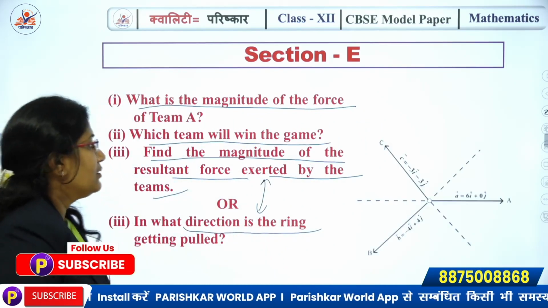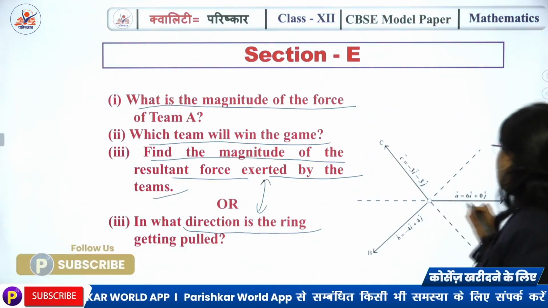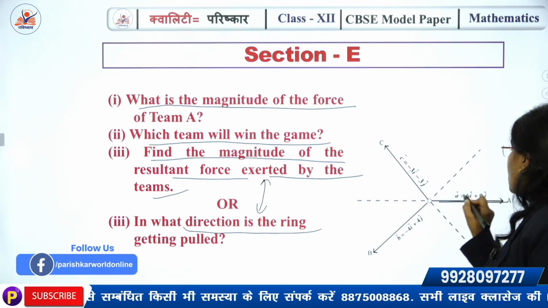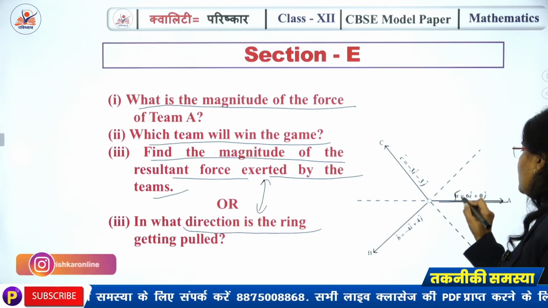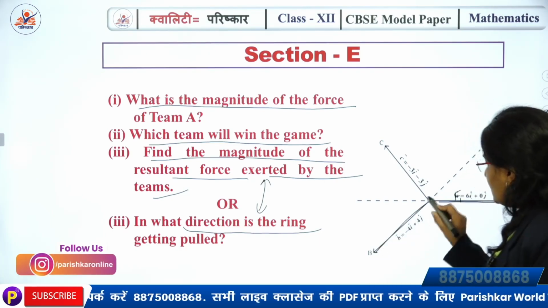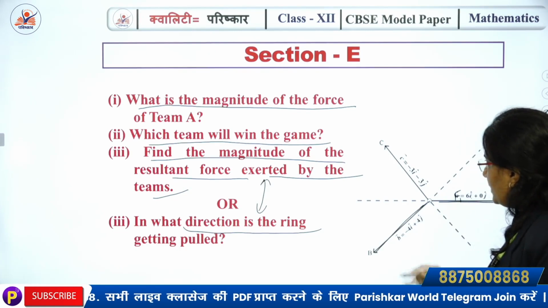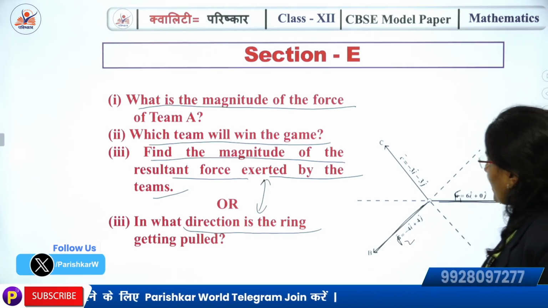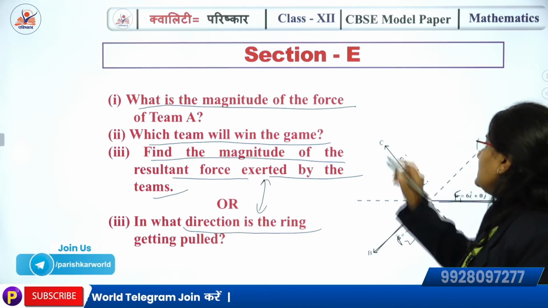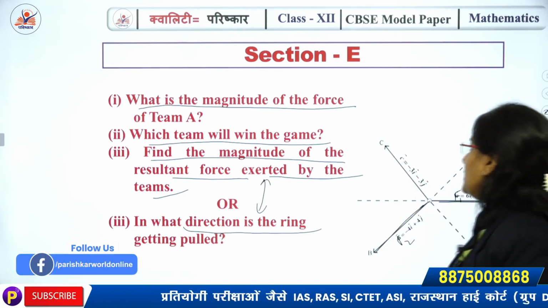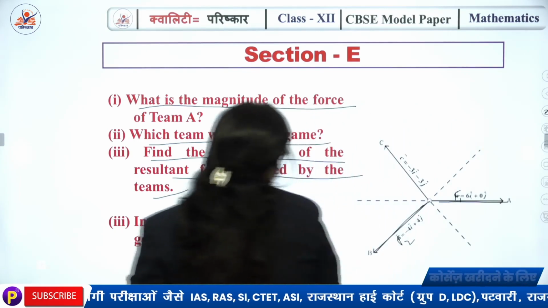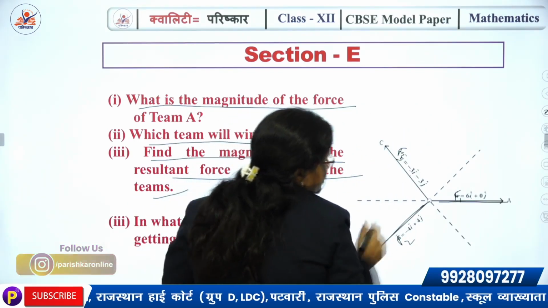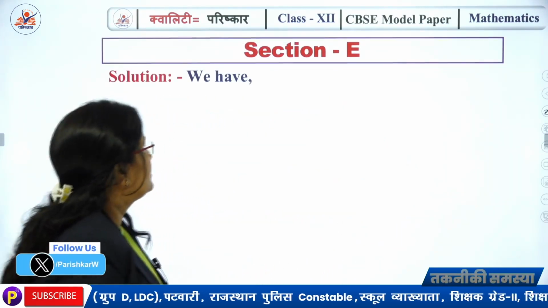Okay students, now let's see. This line denotes team A, and the force is 6 i cap plus 0 j cap, which is F1. This line represents team B, that means force F2 is minus 4 i cap plus 4 j cap. This line represents team C, and force F3 is minus 3 i cap minus 3 j cap. Okay students, now let's see the solution.